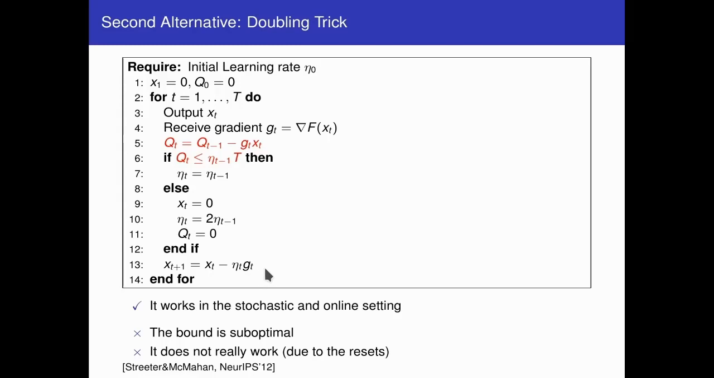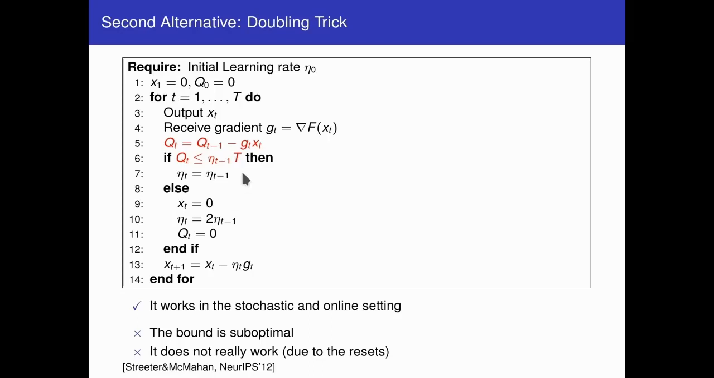Now, this solution is a little bit better than before because this procedure now works in the stochastic and online setting. However, there are a couple of problems. The first one is that when you analyze this algorithm, the bound is actually suboptimal. Also, this is not something that you actually want to use. Again, it's not a practical algorithm. Every time there is a doubling trick, in general, it's not really an algorithm that you want to run. Because every time you are doubling the learning rate, you're starting from 0. You're basically forgetting everything that you did till this moment. It's not a practical algorithm.